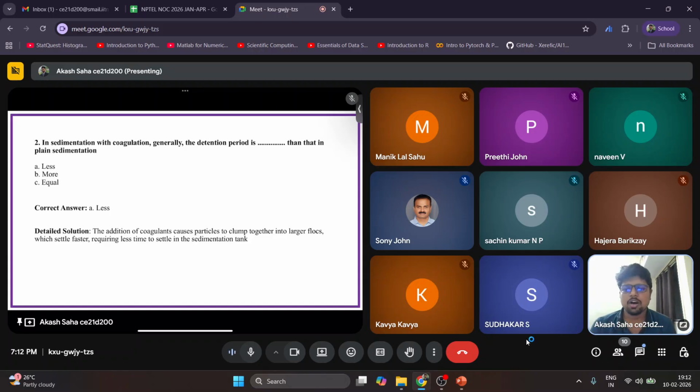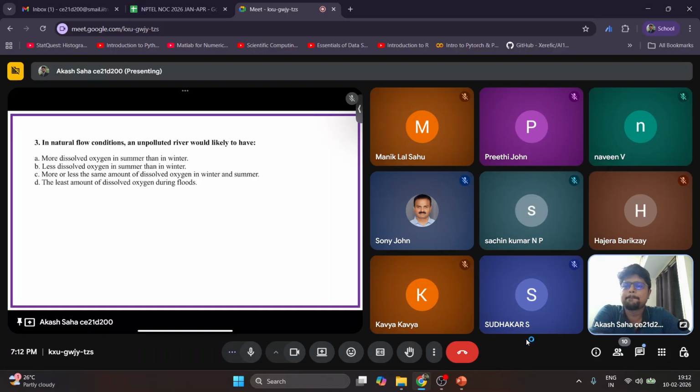Okay, so the addition of coagulants causes the particles to clump together into larger flocks, which settle faster, requiring less time to settle in the sedimentation tank. Okay, I hope this is clear to all of you.